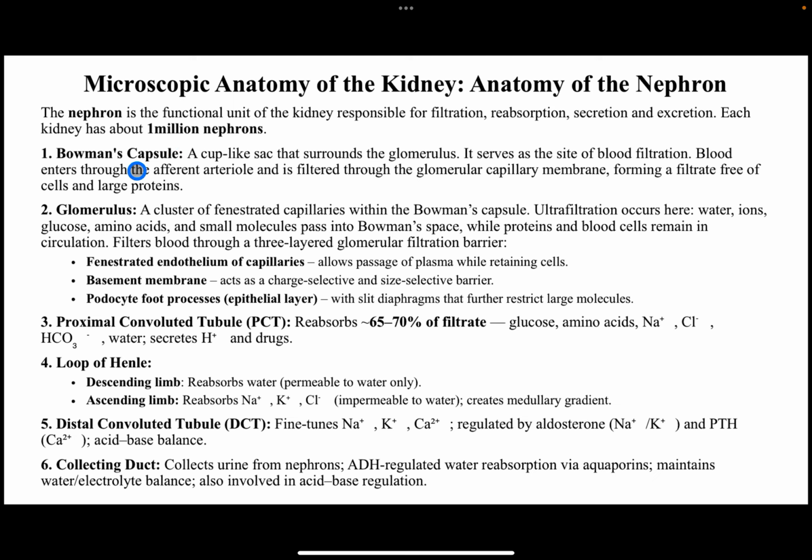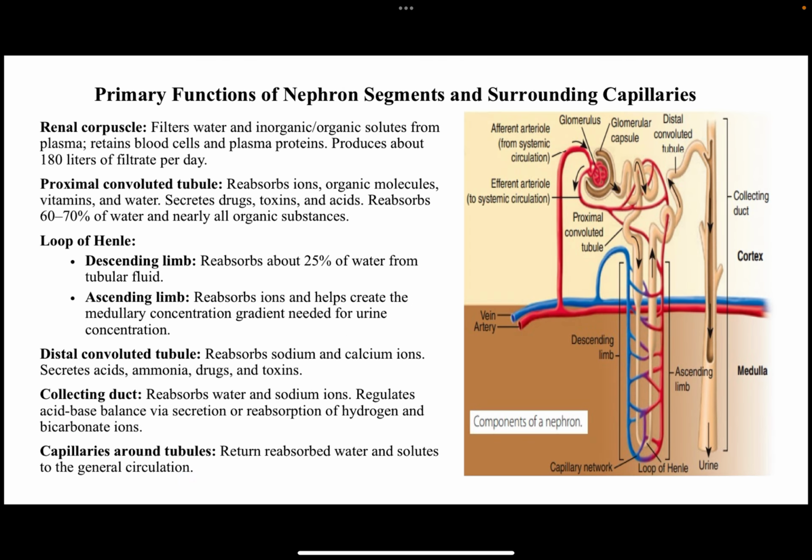Now, these are the parts of the nephrons. We have the Bowman's capsule, the glomerulus, the proximal convoluted tubule, the loop of Henle, the distal convoluted tubule, and then the collecting duct. Okay, good. So let's go back to the diagram. These are the parts of the nephrons and then their function.